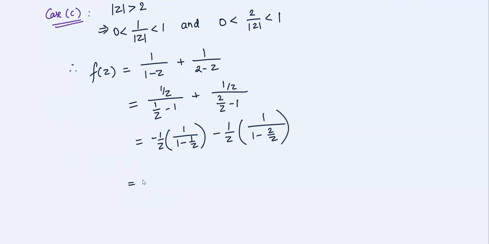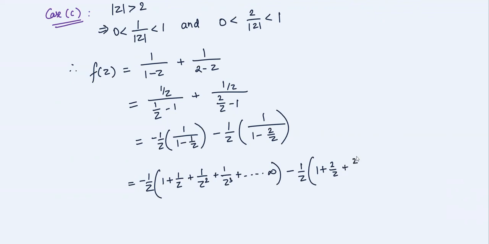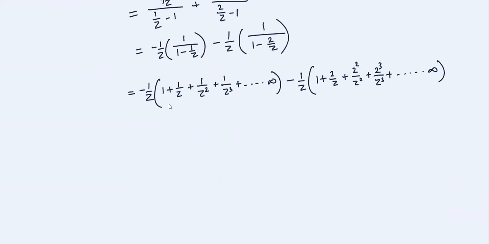Now let's expand. 1 plus 1 by z plus 1 by z square, minus 1 by z into 1 plus 2 over z plus 2 square by z square plus 2 cube by z cube. We have common terms, so we can add now.